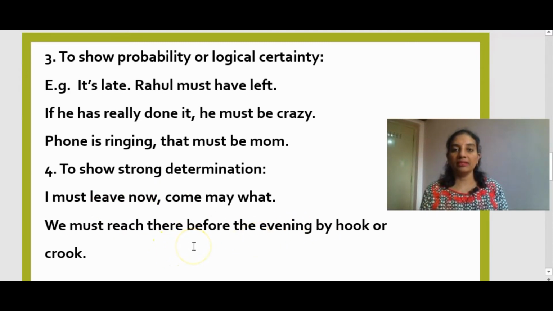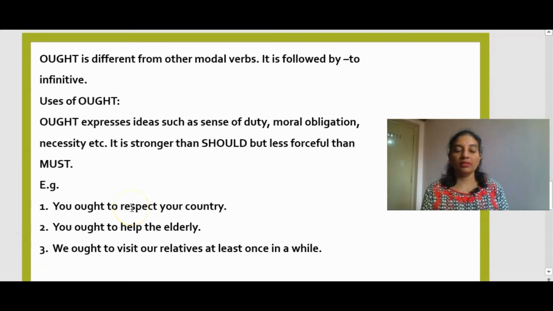Why? What happens otherwise? There must be consequences. Okay, that's why. And that is all about must.